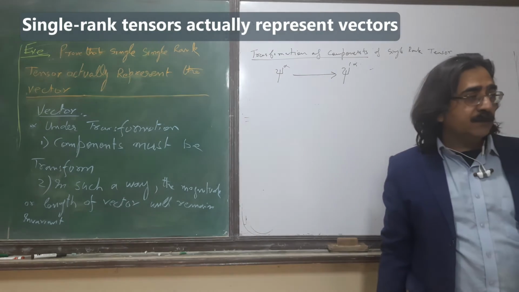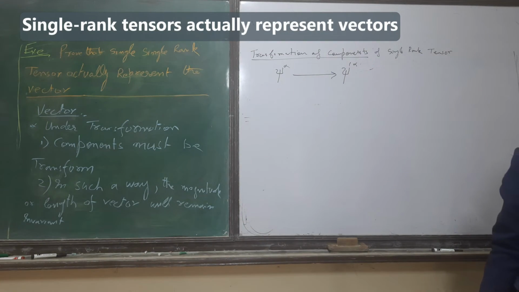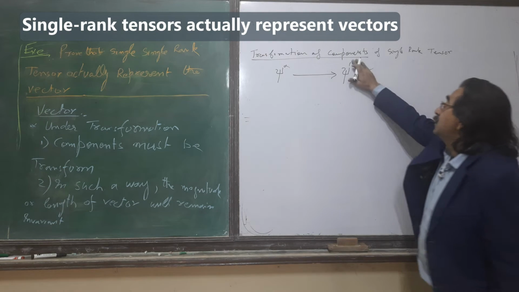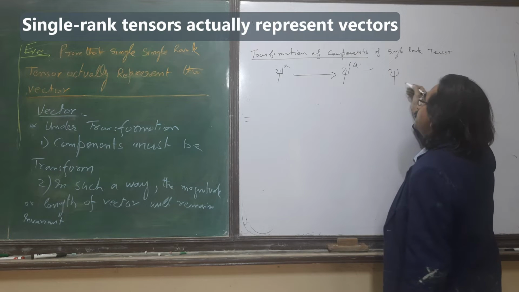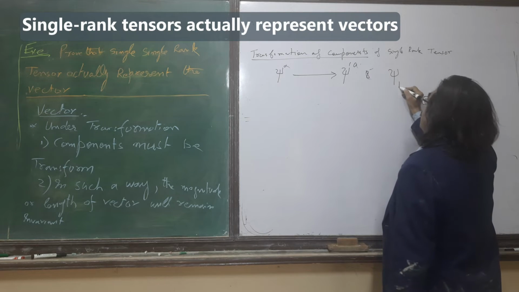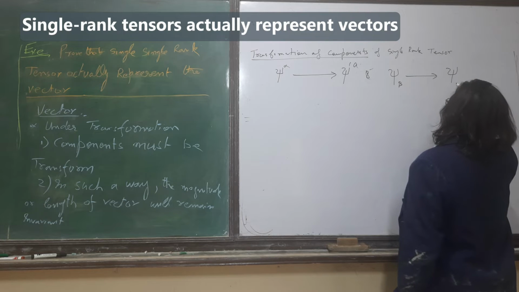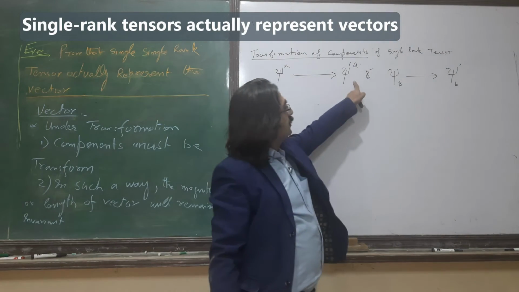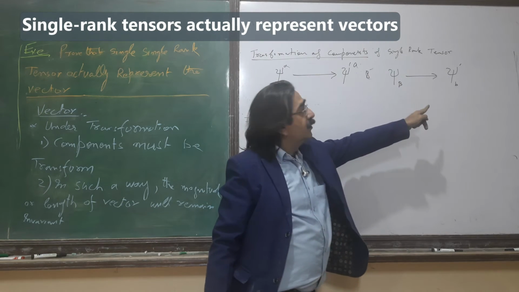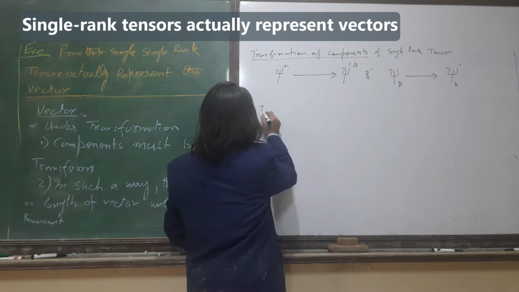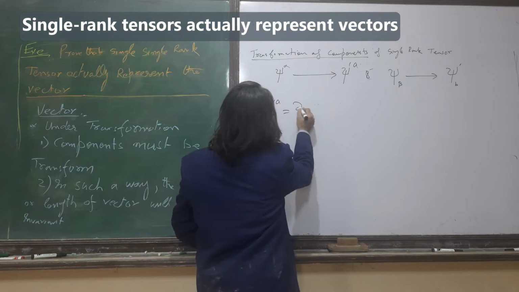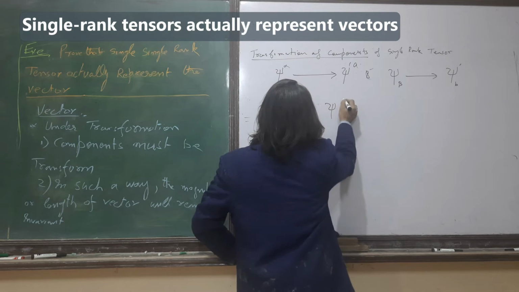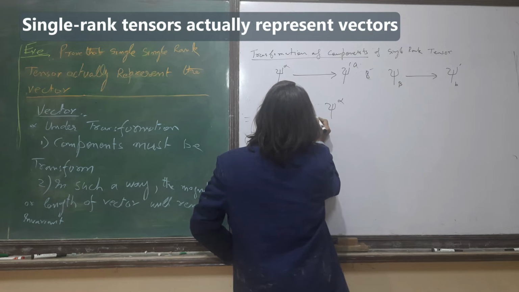A vector has two components. One is in the form of contravariant, one will be in the form of covariant. So this will be transformed in this, and so I am considering both components. Okay. This transformation is for the contravariant component. This transformation is for the covariant.